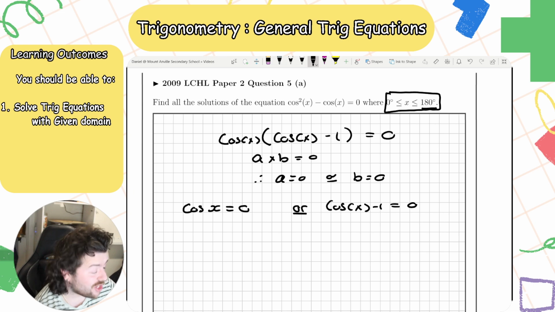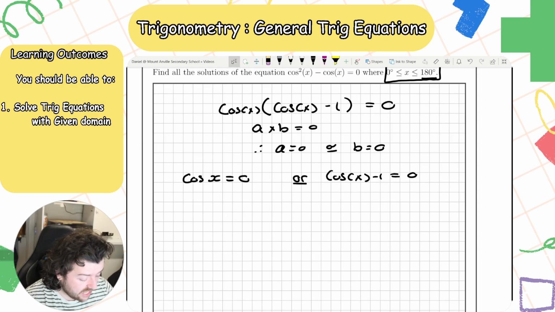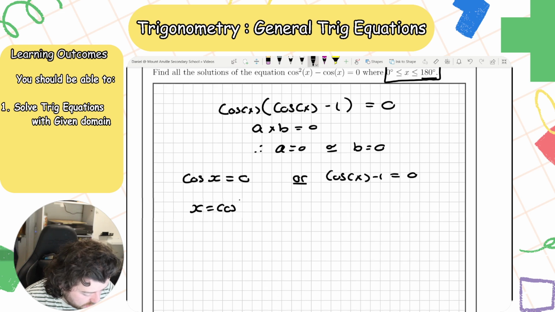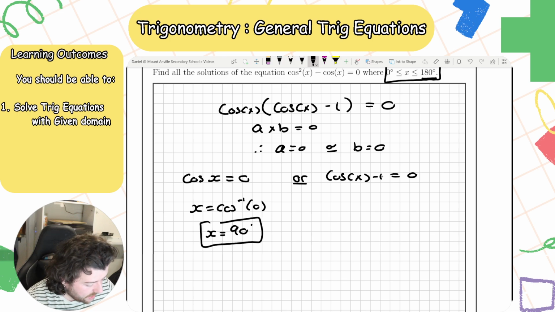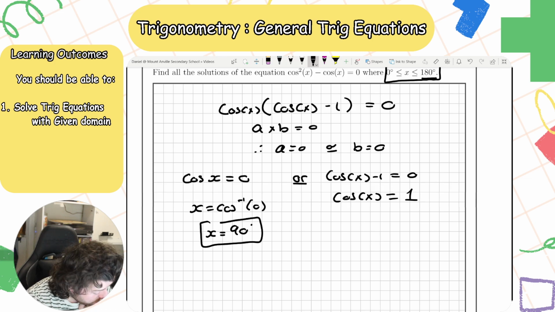So I actually don't need to deal with my general solution here, because my general solution won't give me any more solutions here because my domain is so small. So I just need to inverse these like normal. So x is going to be equal to cosine inverse 0. X is going to be equal to 90 degrees. And then here, I'm going to have cosine x equals 1.